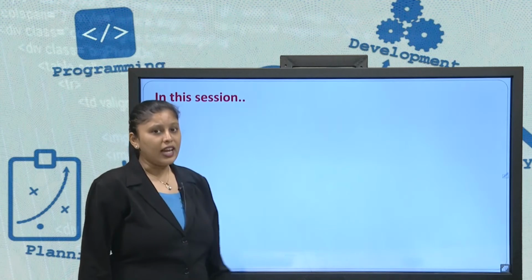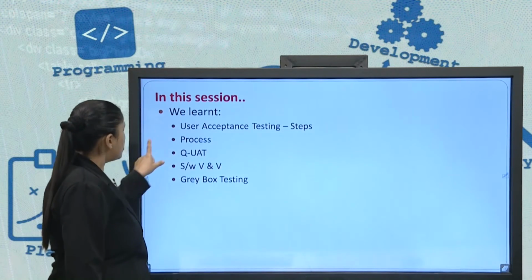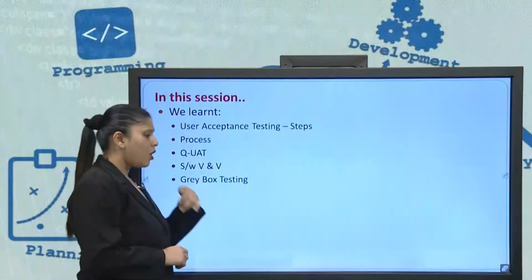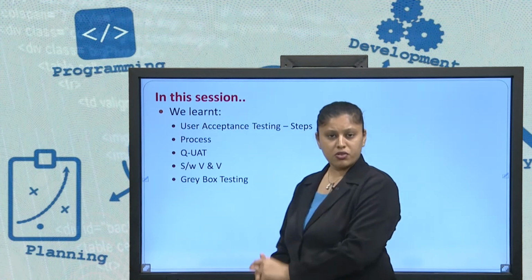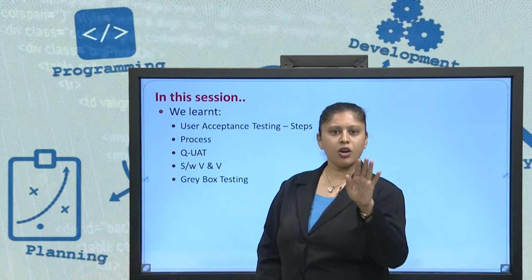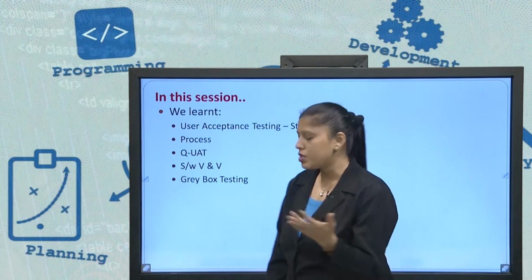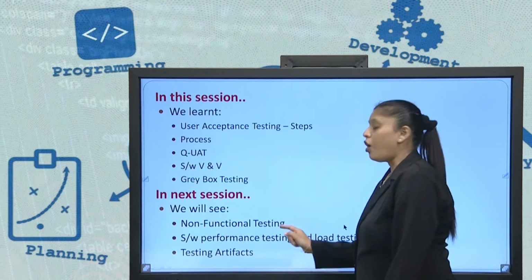Now that was all about Greybox testing, and in this session we saw user acceptance testing and the steps of it. We even saw the process for user acceptance testing. We saw quantified user acceptance testing, that is QUAT. We saw what is verification and validation for my software, and lastly we saw what Greybox testing is, which is a mixture of my black box and white box, which is going to be a semi-transparent one, or you can say a translucent one.